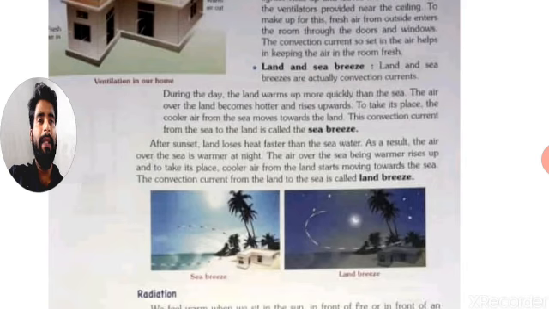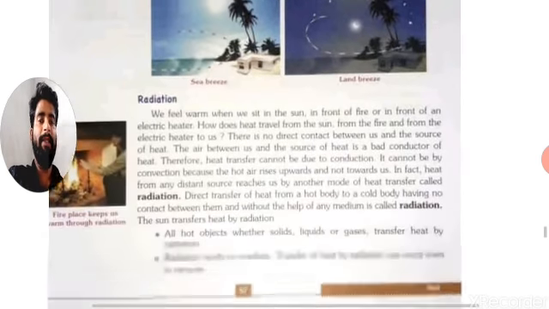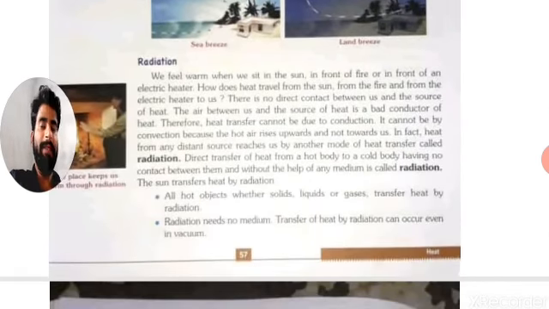Then after that, we'll see the radiation method. Radiation is another method of transferring heat. When we sit in front of the sun, we feel warmer. In front of a fire, we feel warmer. In front of an electric heater, we feel warmer. Why do we feel warmer? Which method applies here? The radiation method applies.